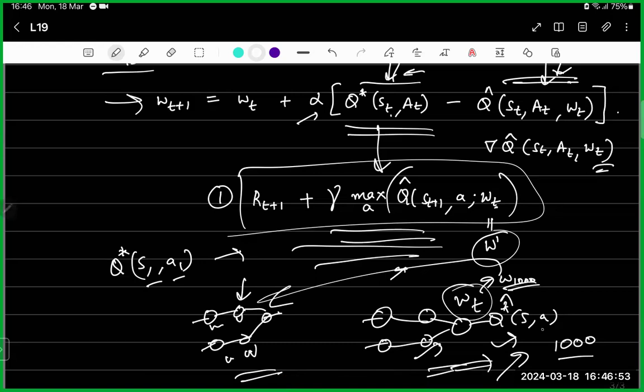Now again, you train this network for another 1000 slots. Then it will become W2000. Again, you update your target Q network weights to W2000. So for 1000 slots, you freeze your target Q network and train the other network. After every 1000 slots, you just refresh your target Q network with the latest weights.